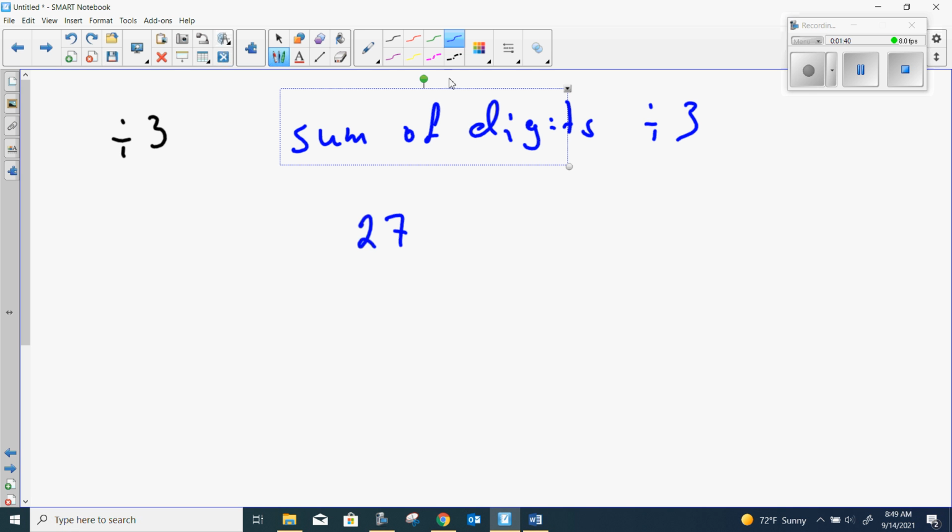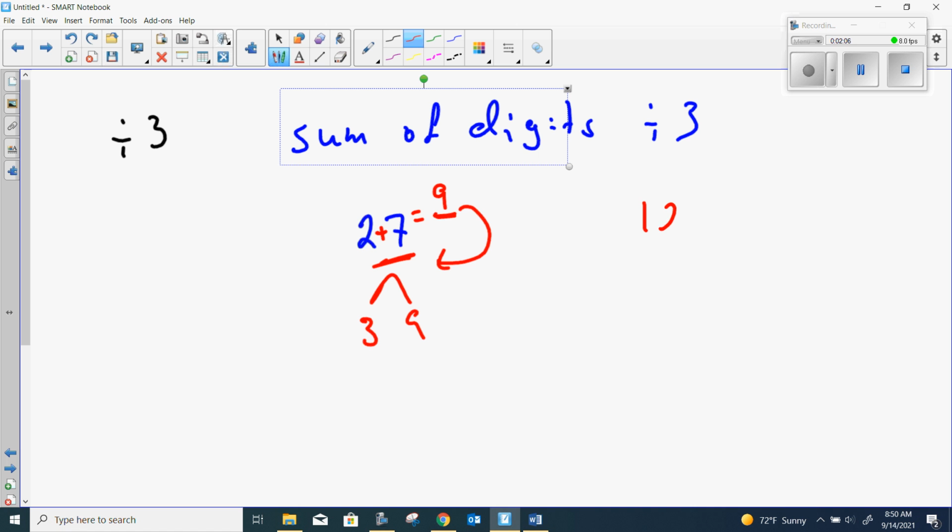However, to illustrate our point, because it's got multiple digits, we add those digits and we get 9. All right, 9 is divisible by 3. Therefore, so is 27, as we already know. 27 breaks down to 3 and 9 as factors. Okay, and factors is just another way of saying division. So when we're dividing by 3, we can add up the sum of their digits.